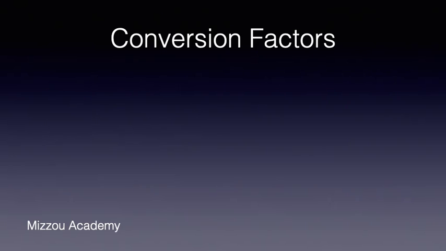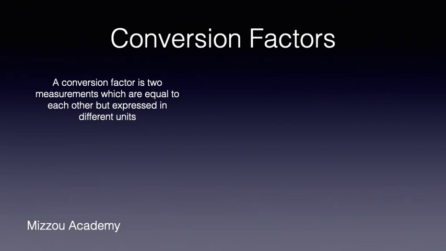So, what exactly is a conversion factor? A conversion factor is two measurements which are equal to each other, but which are expressed in different units. We use them all the time without even realizing it. For example, we know that 1 year and 12 months are the same amount of time. Or in the metric system, we may know that if something is 1 meter long, then it could also be described as being 100 centimeters in length. Those are the same distance, just measured in different units.